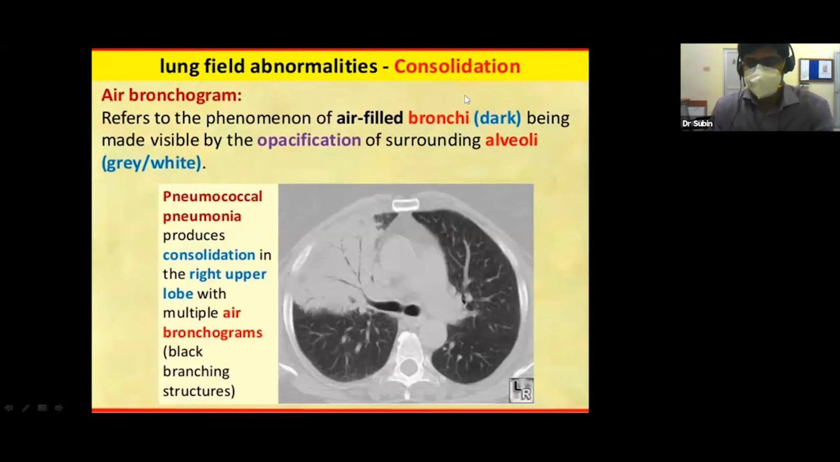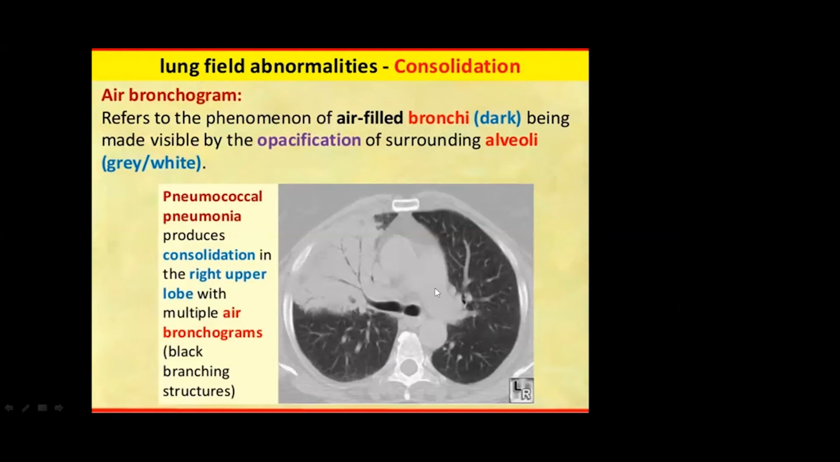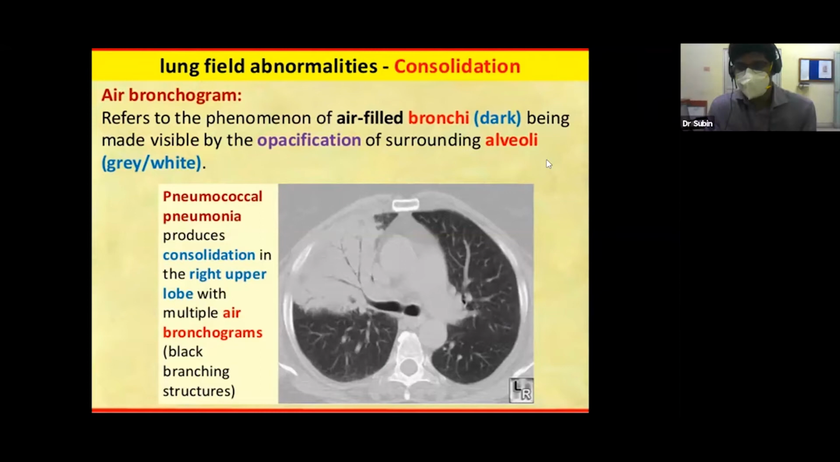So first of all is consolidation. Same like how you saw in X-rays, air bronchograms. These are the air bronchograms that you're seeing. This is an axial CT image.